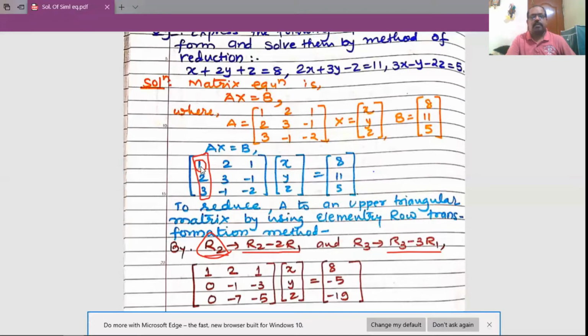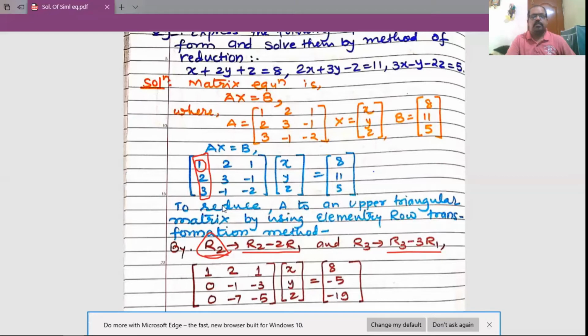So 2 minus 2 becomes 0. Then 3 minus 4 becomes minus 1. And then minus 1 minus 2 gives us minus 3. The same transformation should be applied to the right side matrix, that is the column matrix 8, 11, 5. So R2 minus 2R1: 2R1 makes this 8 into 16, so 11 minus 16. How much is 11 minus 16? It will be minus 5. Is it clear?